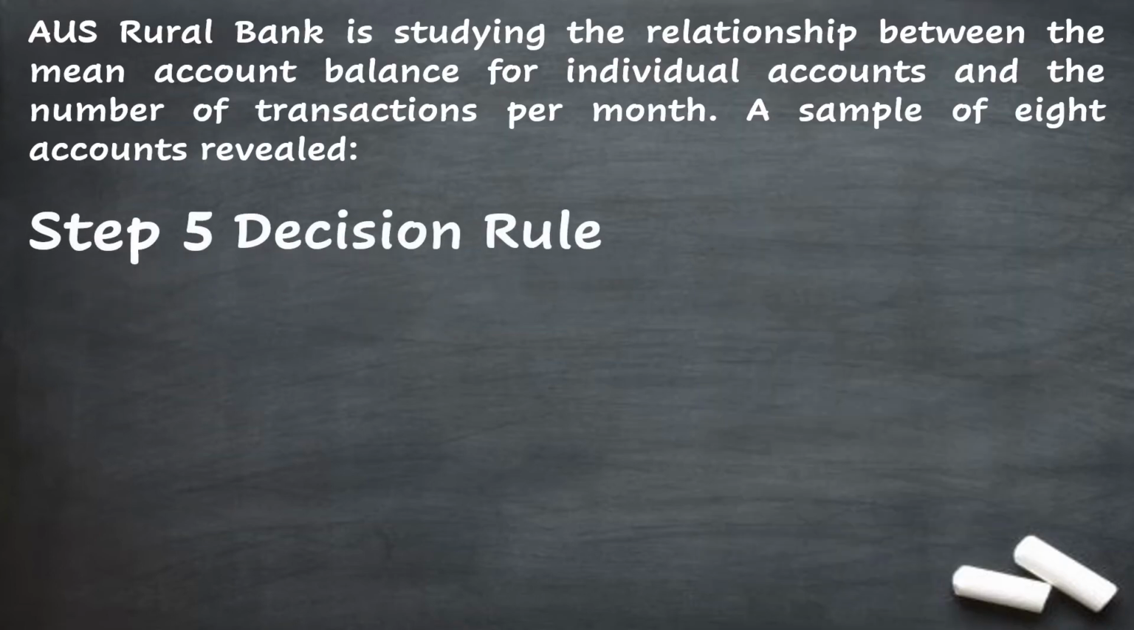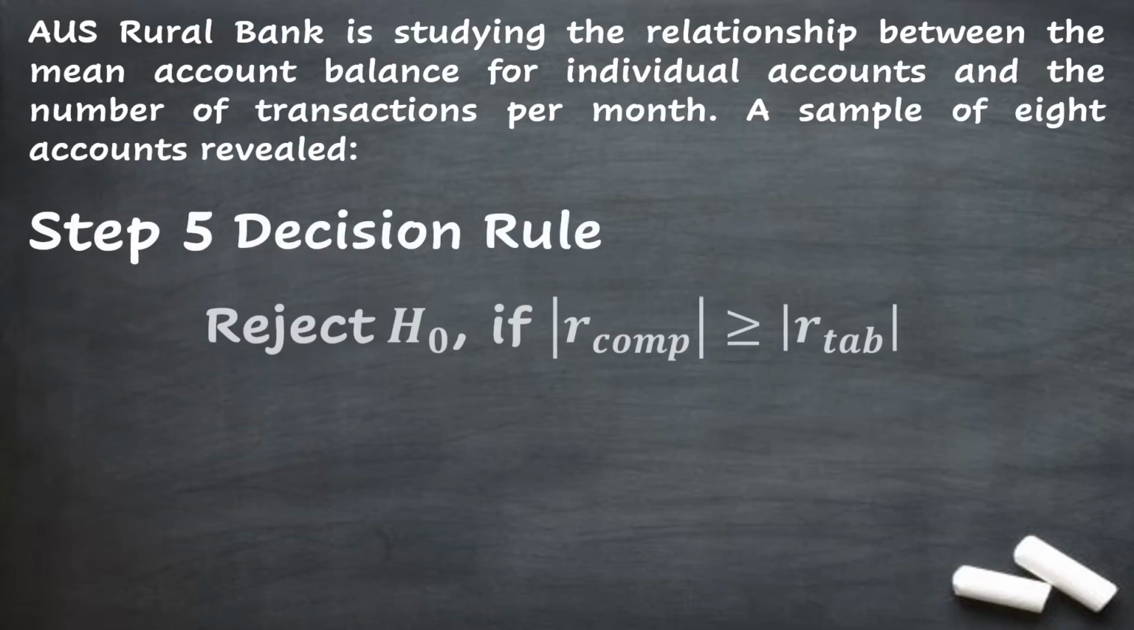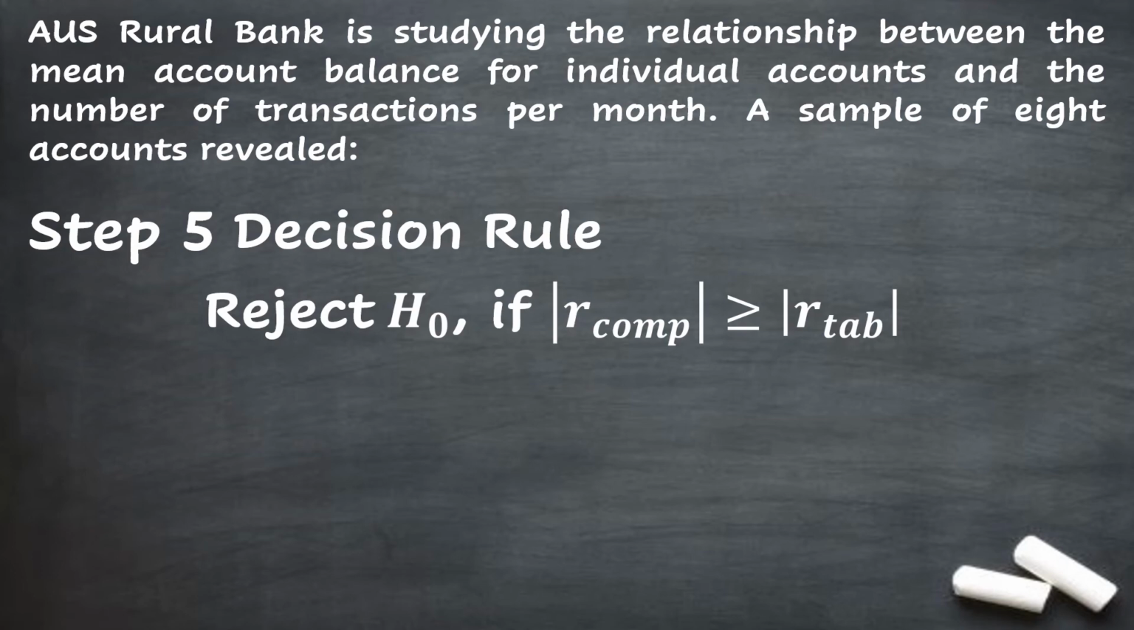Step 5 is the decision rule. The decision rule for Pearson R correlation is reject the null hypothesis if the absolute value of the R computed is greater than or equal to the absolute value of your R tabular.